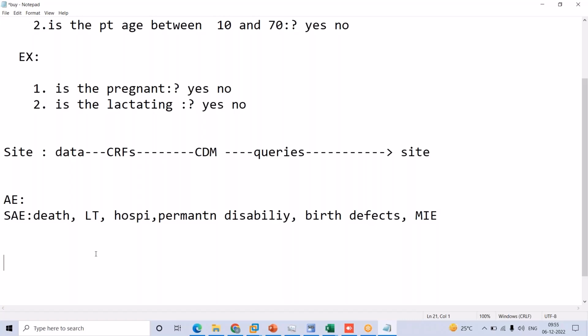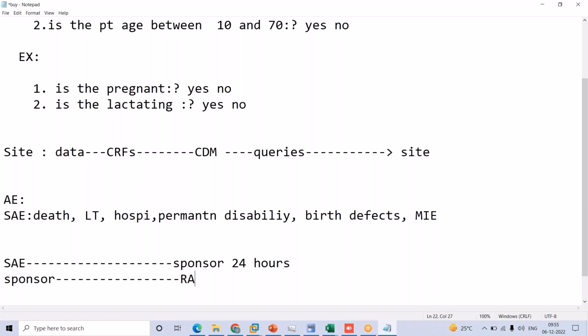So each adverse event, especially if it is serious, should be communicated to the sponsor within 24 hours. Investigator to sponsor, 24 hours. Sponsor to regulatory authorities within 7 days. If it is fatal or life-threatening, 7 days.